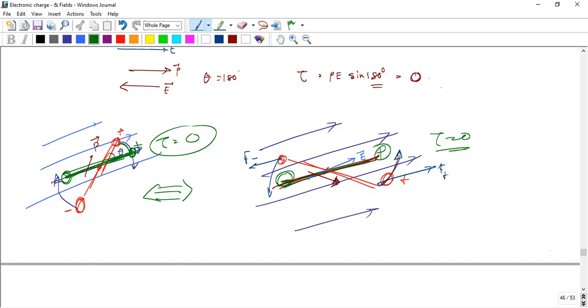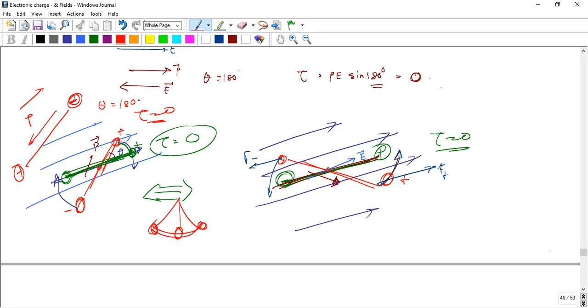If I change the direction, if this is plus and here is minus, the rotation is now in the opposite sense. P is in that direction and the electric field in the opposite direction, so that is anti-clockwise. Anti-clockwise means theta equals 180 degrees, but the same condition holds: tau equals 0. So analyze these two diagrams carefully: they look like an oscillation, a pendulum, a to and fro motion.